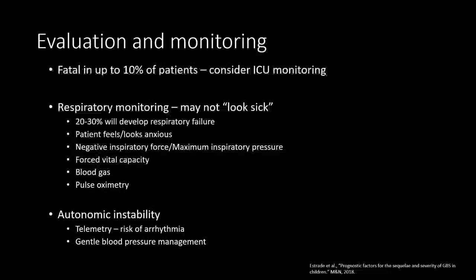This can have very severe complications. Up to 10% of patients can have mortality related to GBS. This is really probably more in developing countries. In the United States, it's probably more like 2.5% to 5% fatality rate. But regardless, whenever you're suspicious of a patient with GBS, you should consider ICU monitoring at least while you're sorting them out and figuring out how quickly they are likely to progress to their nadir and getting them started on some sort of treatment. Respiratory monitoring is very important because 20 to 30% can develop respiratory failure.